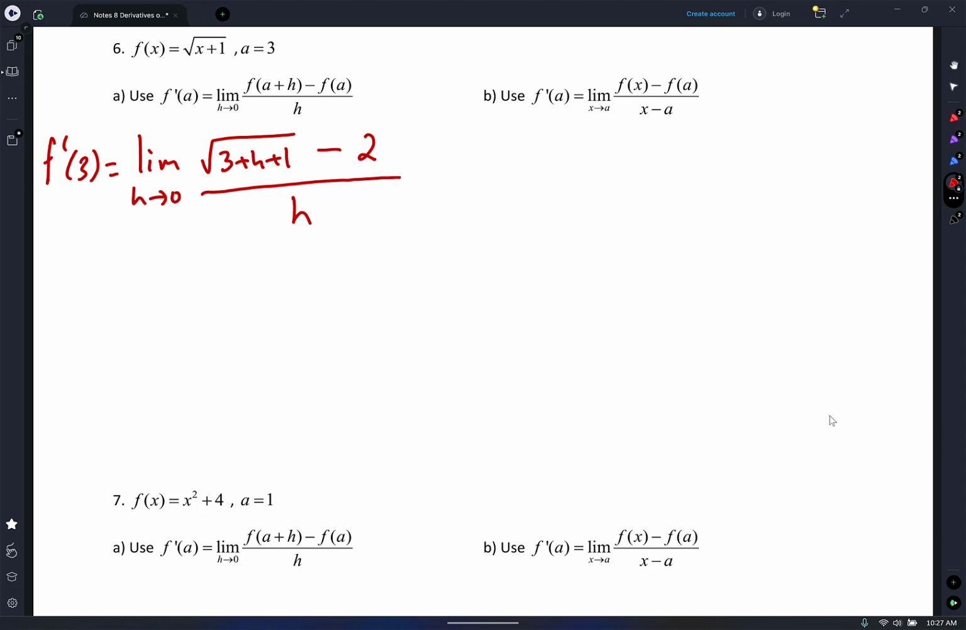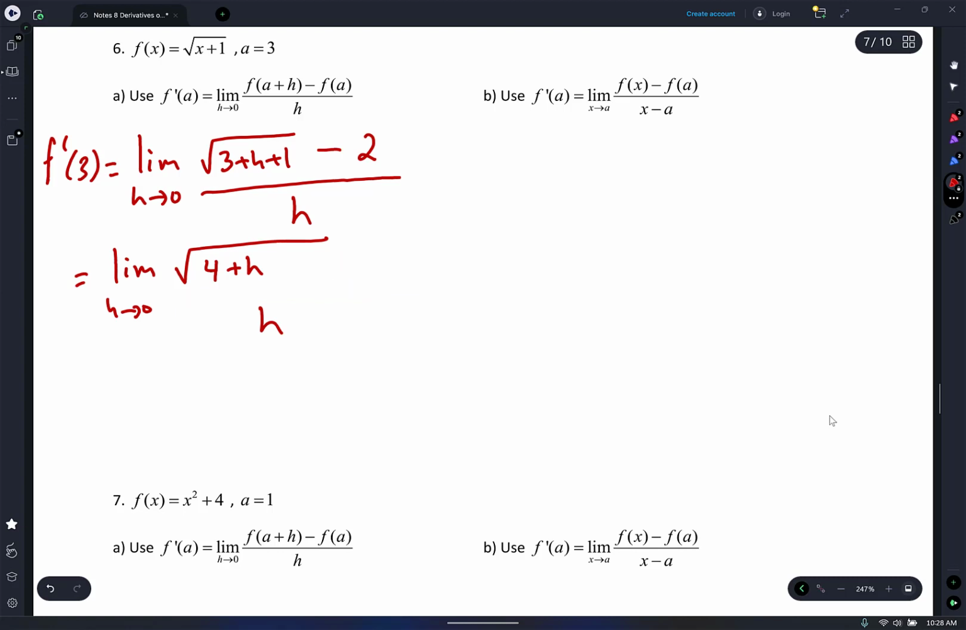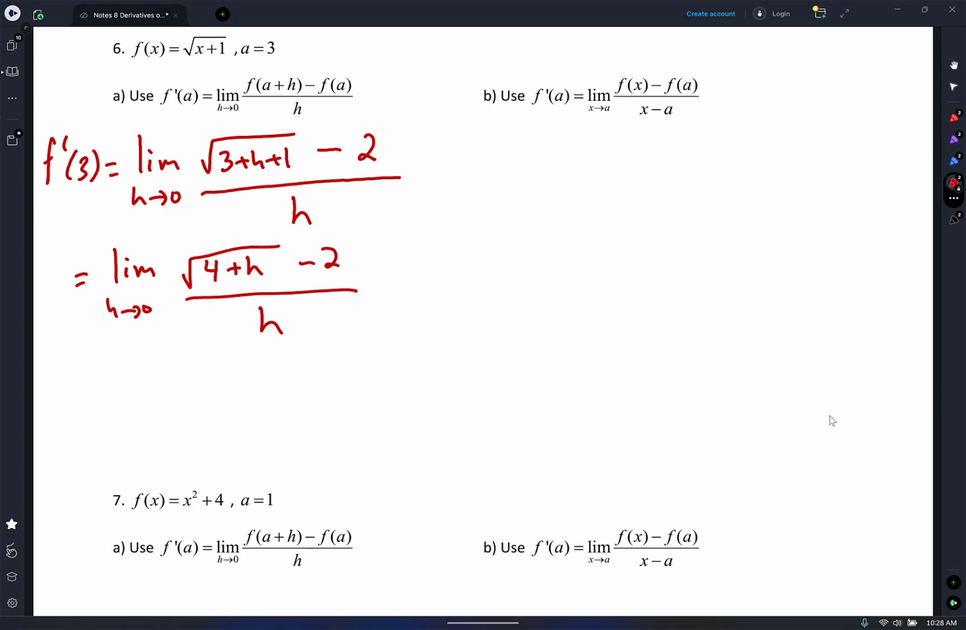All right, simplifying it a little more, I'm going to write the limit as h approaches 0 of the square root, and then 3 plus 1 is 4, so 4 plus h, and then outside that square root, minus 2, over h. You're looking at it, and you're like, man, what am I going to do with that? Let me make it a little shorter, because I made it really long here. Square root, and then minus 2 there.